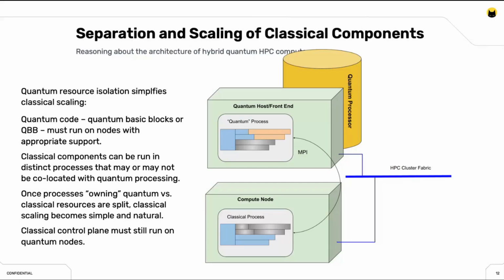And having made that step, that the classical processing is now happening in a different process, it ceases to matter whether that process is a single process or a collection of processes, whether it's a process on the front end or on some other compute node on an HPC cluster. Again, we're adding a little bit of complexity, but that small amount of complexity opens a lot of doors for cool things that we can do.